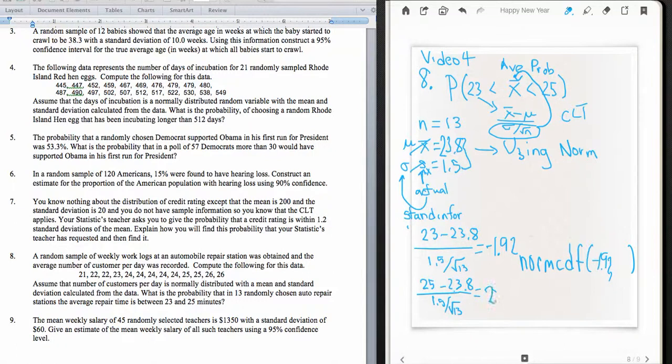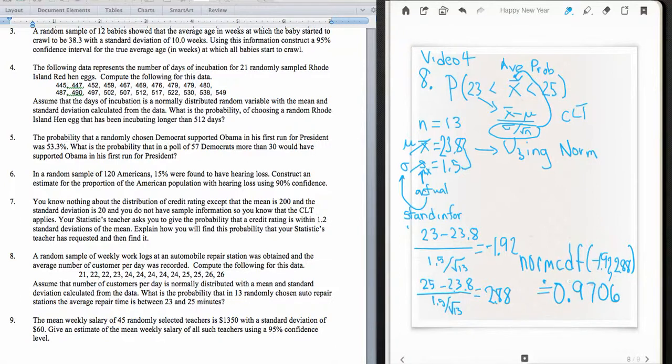So 2.88 on my right-hand side. And so normal CDF, left bound negative 1.92, comma, right bound 2.88, and that gives me 0.9706 when rounded.